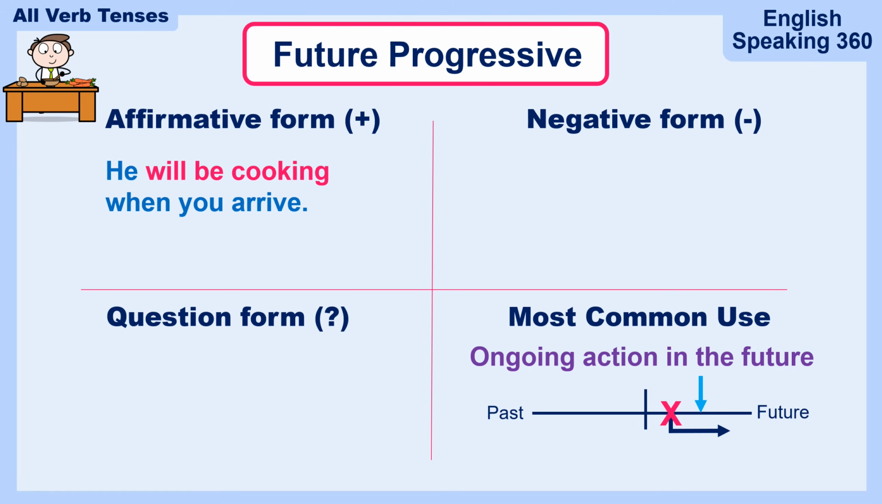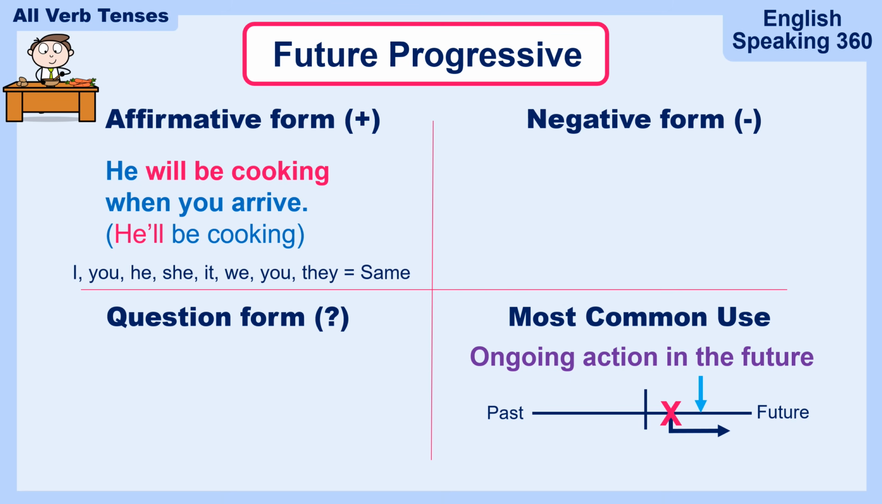Here, there is a contraction. You could say, he'll be cooking. He'll be cooking when you arrive. And one more time, they are all the same. She'll be cooking, you'll be cooking, they'll be cooking when you arrive.